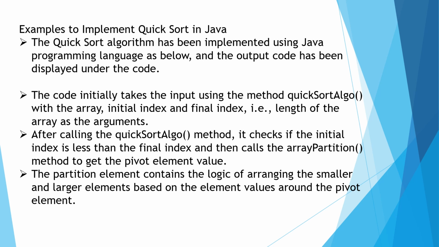Examples to implement quicksort in Java. The quicksort algorithm has been implemented using the Java programming language as below. The output has been displayed under the code. The code initially takes the input using the quicksort method with the array, the initial index, and the final index, the length of the array, as the arguments.